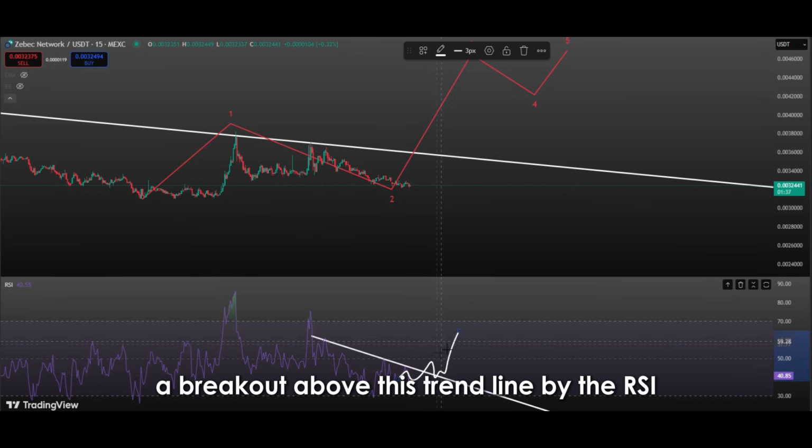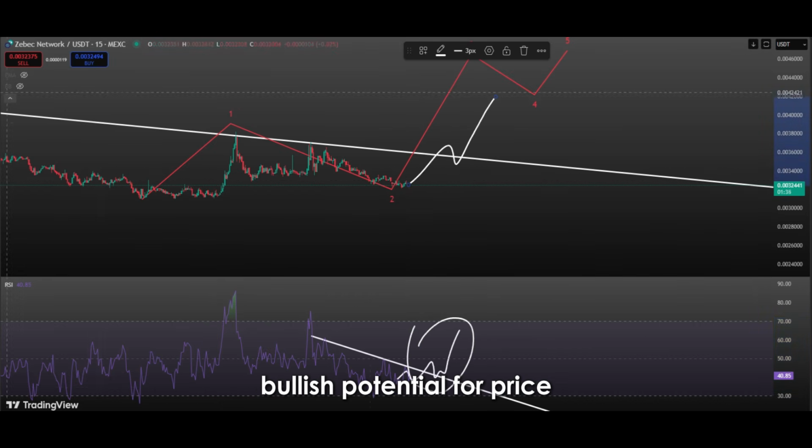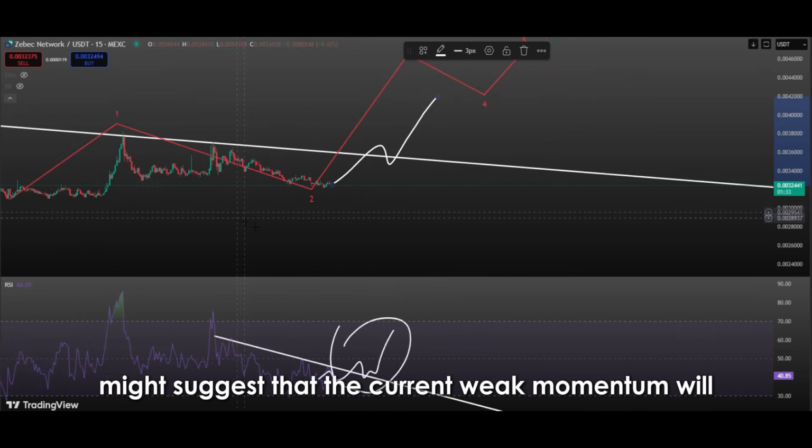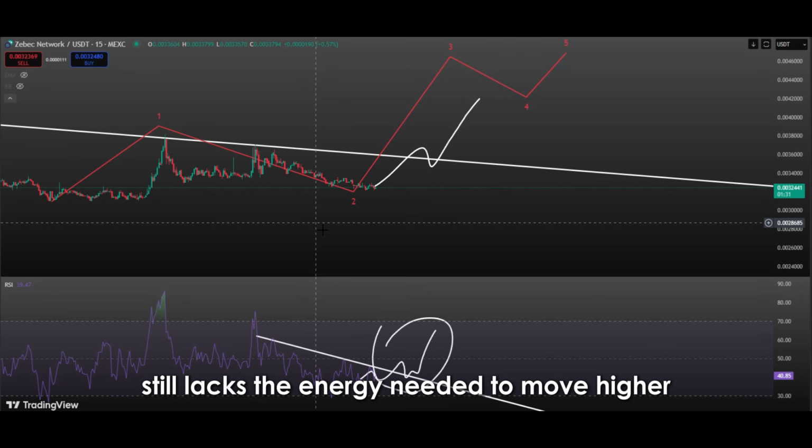A breakout above this trend line by the RSI could trigger a substantial bullish potential for price, while a failure to break it might suggest that the current weak momentum will continue and the price still lacks the energy needed to move higher.